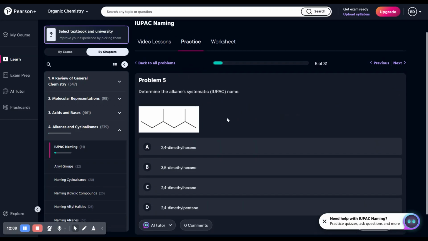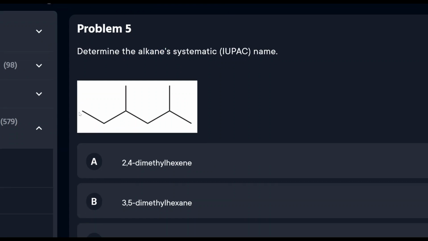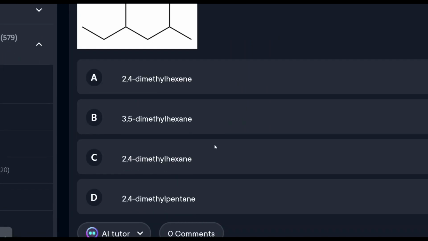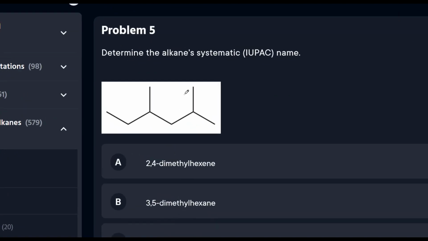Okay, next problem. Going to zoom in here. Determine the alkane's systematic IUPAC name. So looking at it, you can see it too, but just looking at the alkane means we have no double bonds, no triple bonds, so that's good. And let's count the longest chain here. 1, 2, 3, 4, 5, 6. That is a hexane, and it looks like all the answers. Oh, nope, D does not say hexane, so let's go ahead and get rid of that right off the bat.